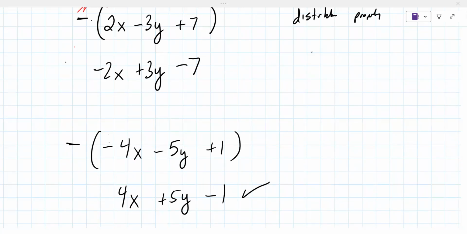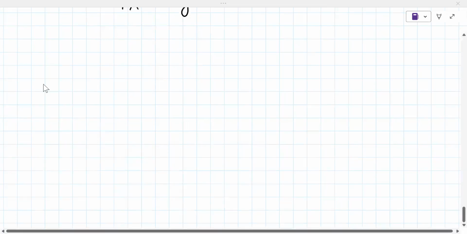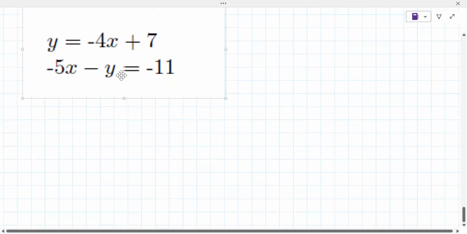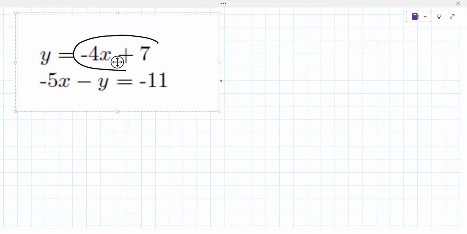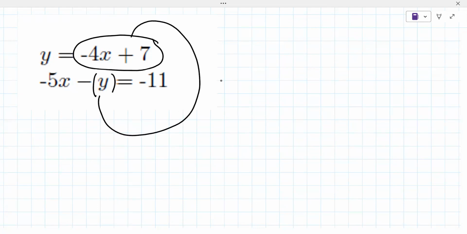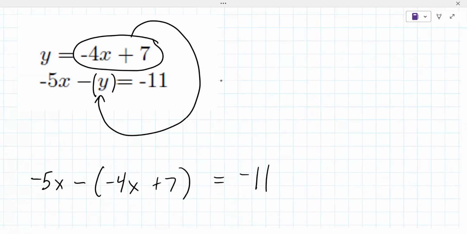It might be duplicates of what we were doing last time, but now maybe it'll make more sense. So we were solving these systems of equations last time, and one of the variables is already solved for. See how it's already solved for y in the first equation? Y equals minus 4x plus 7. On the bottom one, you really treat the y like it's in parentheses. So this thing right here goes down inside parentheses: minus 5x minus (minus 4x plus 7) equals negative 11.